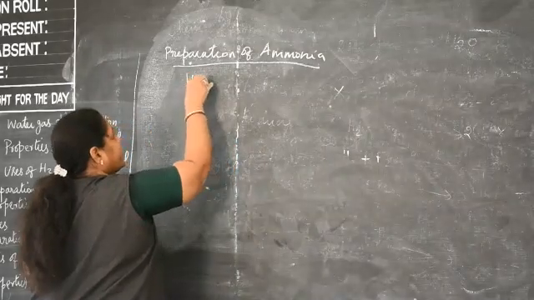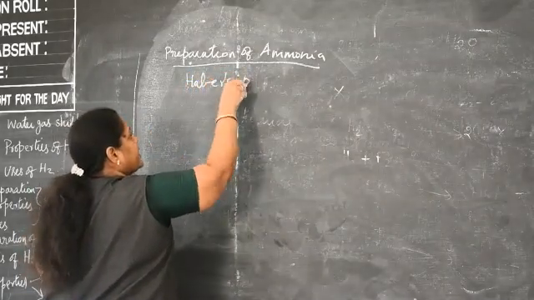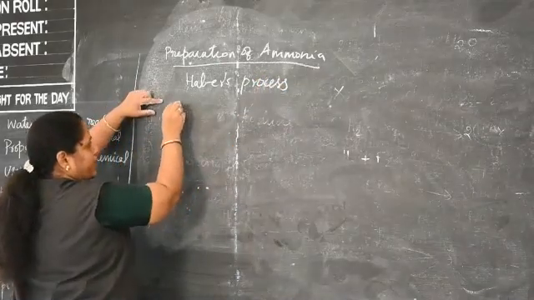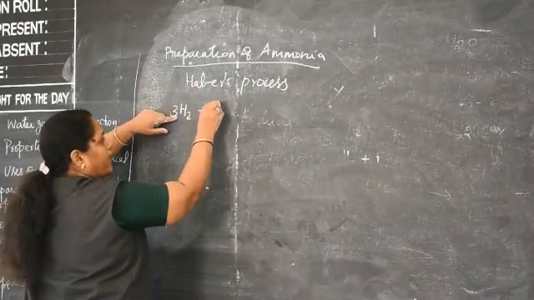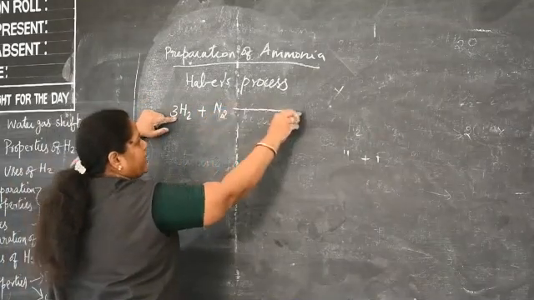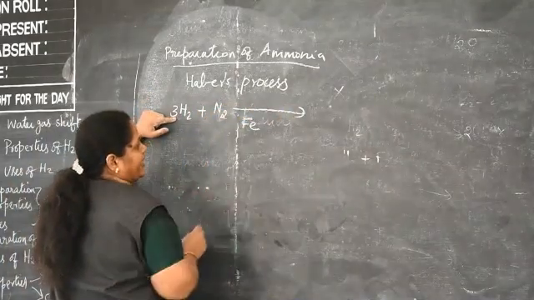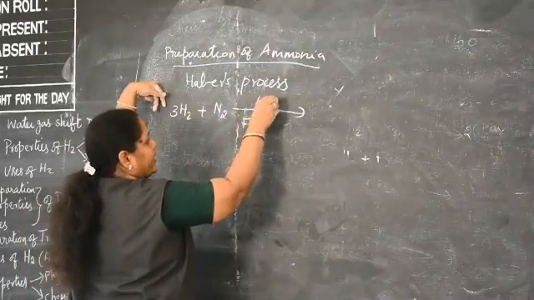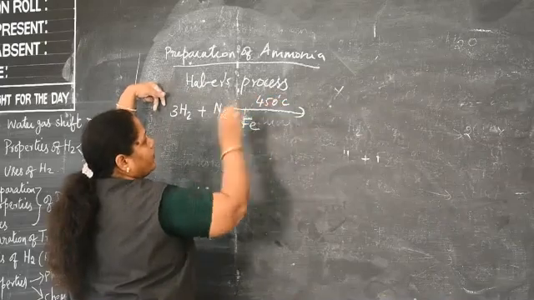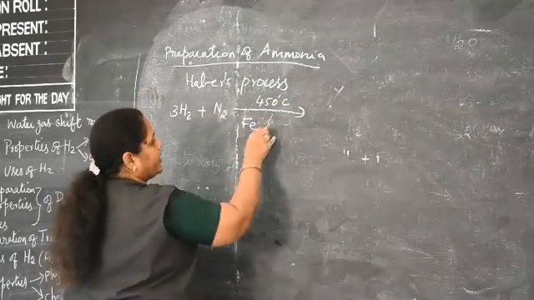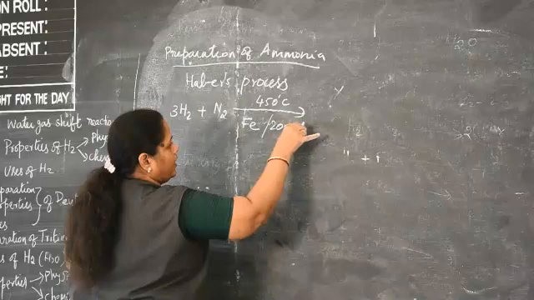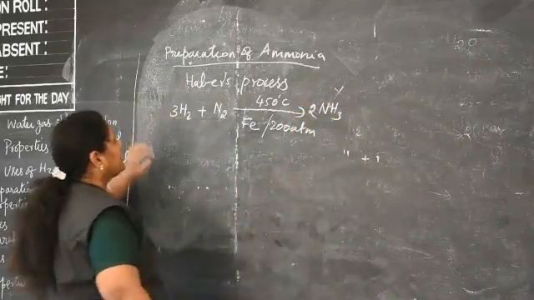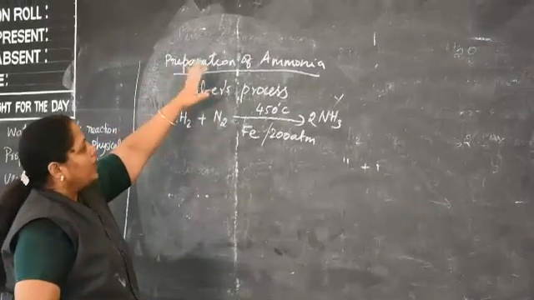What does the Haber process mean? In this process, hydrogen and nitrogen combine in a 3:1 ratio, 3 parts of hydrogen with 1 part of nitrogen, in the presence of iron as a catalyst at a temperature of 380 to 450 degrees Celsius and 200 atmospheric pressure. We get ammonia. This process is called the Haber process.